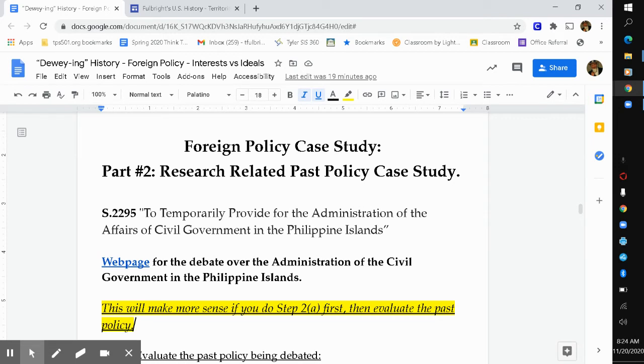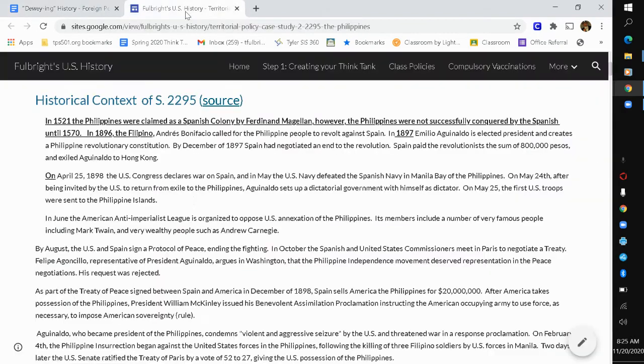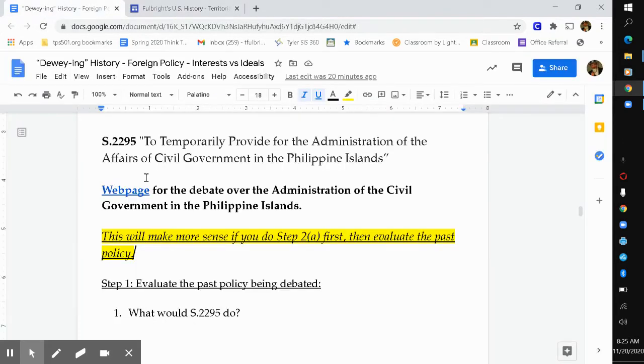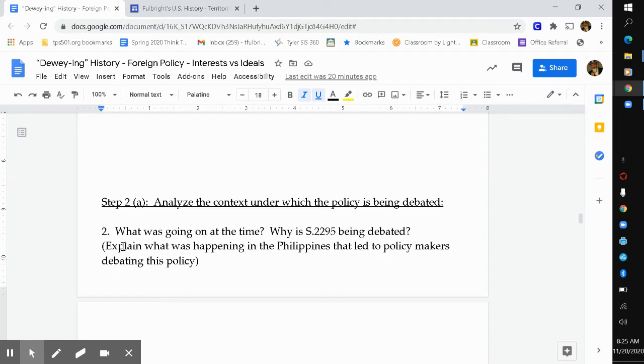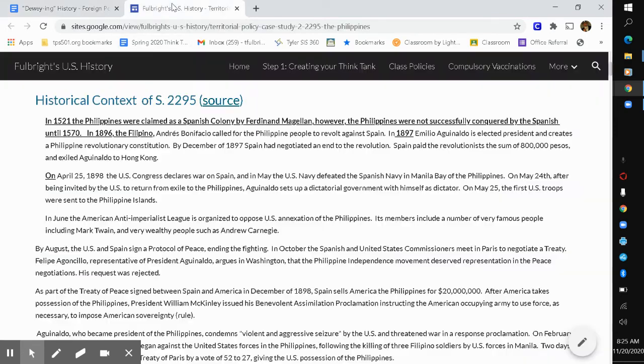It's time to start our case study. We're going to research Senate Bill 2295 to temporarily provide for the administration of the affairs of civil government in the Philippine Islands. We're going to start with our historic context to help us understand the bill. So we're going to go a little out of order. We're going to start down here. We're looking to find out what's happening in the Philippines.